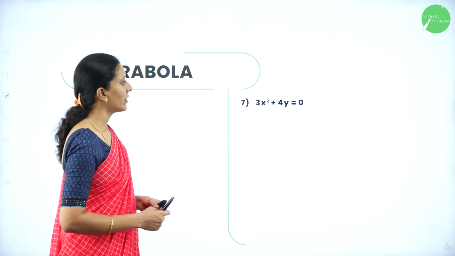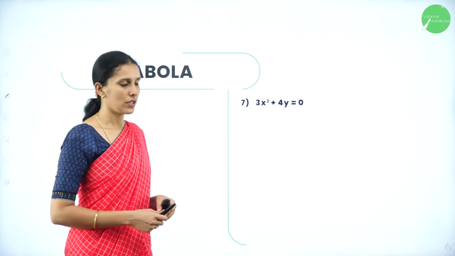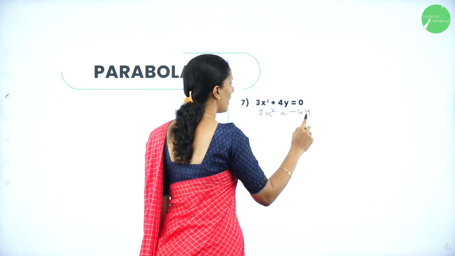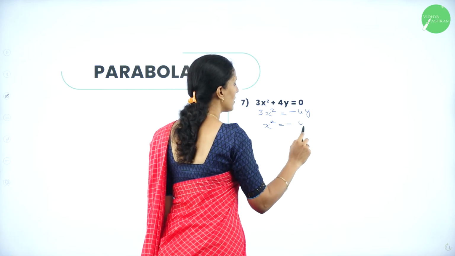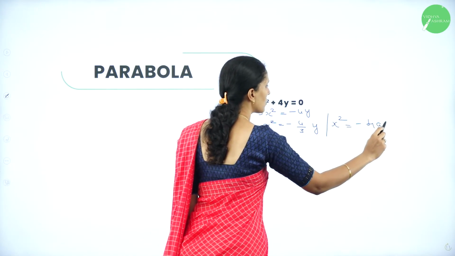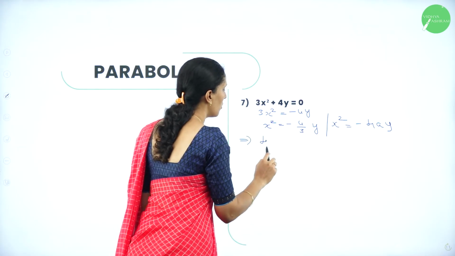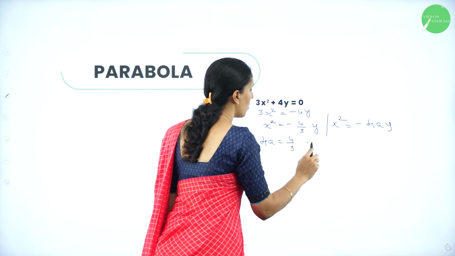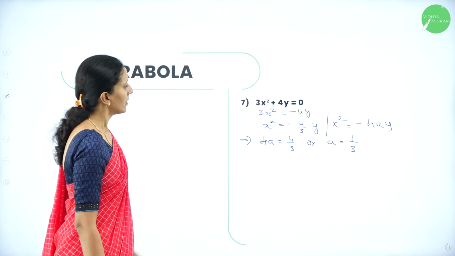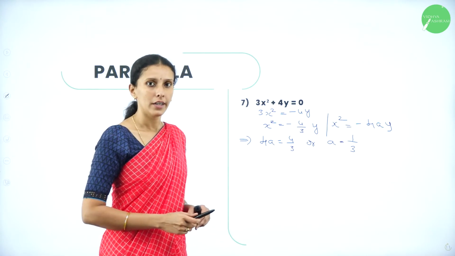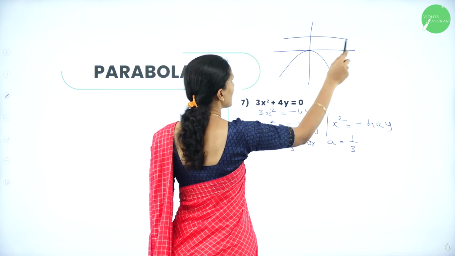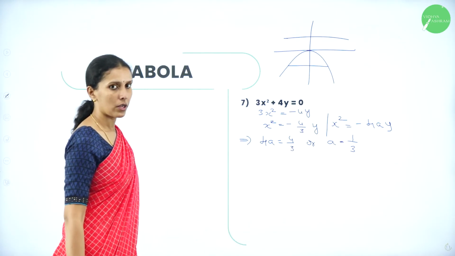Next question, 3x square plus 4y is equal to 0. So let's write this: 3x square is equal to minus 4y. x square is equal to minus 4 by 3 y. So we can compare this to x square is equal to minus 4ay. So this implies 4a is equal to 4 by 3 or a is equal to 1 by 3. So clearly this is also of the form of a downward parabola, which is symmetric about the y-axis. So this is my required parabola.